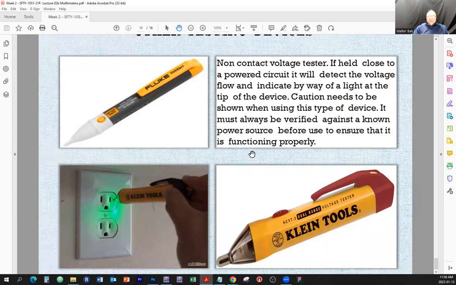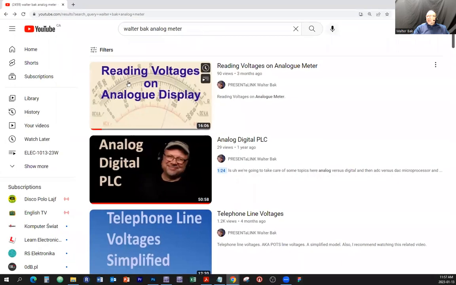Right now, that's as far as digital multimeters. One more thing: I'm going to include in the video description, famous last words, this video right here. It says reading voltages on analog display. And I spell analog in different ways. Sometimes I spell it like this, or sometimes I spell it as analogue. Both ways are correct, and I just can't seem to decide which one to choose.